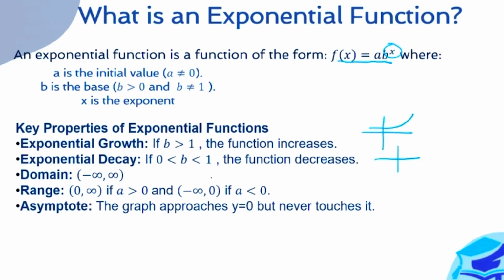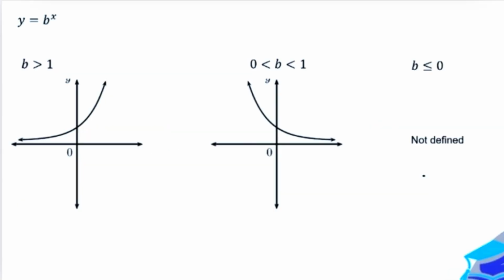Our domain is negative infinity to infinity. Our range is 0 to infinity if a is greater than 0, and negative infinity to 0 if a is less than 0. When b is less than or equal to 0, it's not defined.